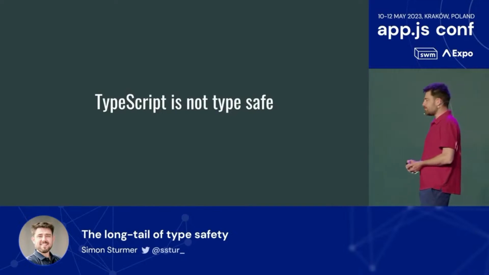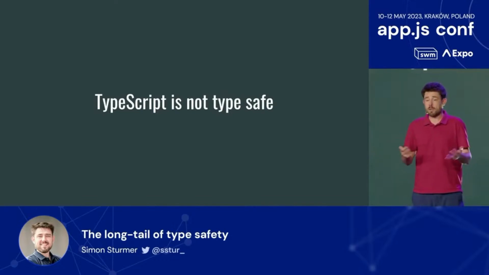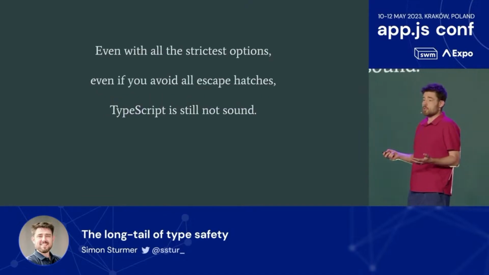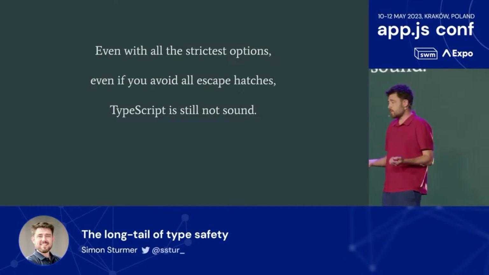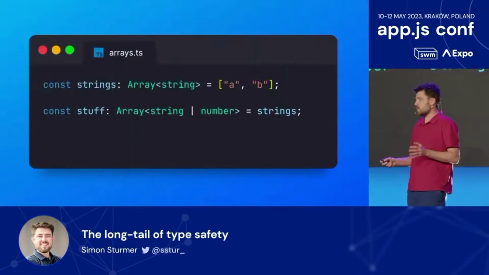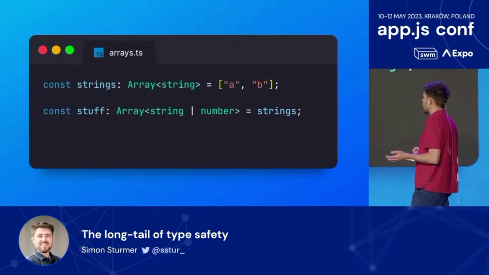in our production code. And so the thing is, though, TypeScript is not, out of the box anyway, type safe. And what I mean by that isn't just that there are some escape hatches, which there are, right? It's not just that you can use things like any and make it not type safe, but even with all of the strictest options turned on, even if you don't use the escape hatches, it's really not a sound type system. It's not fully sound. And I'll use this example to sort of illustrate that.